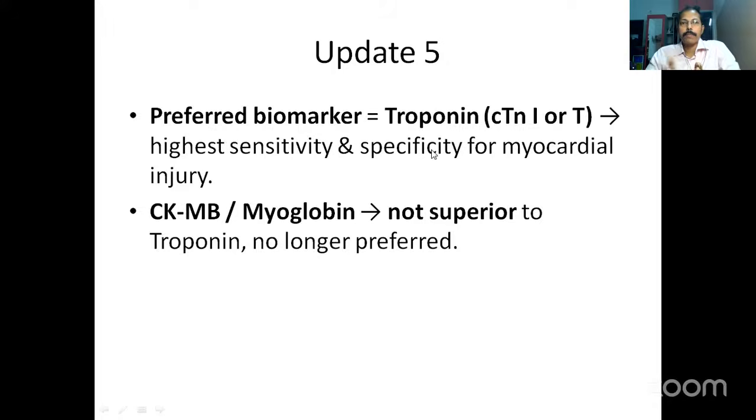And coming to update 5. As you all know, troponin plays a major role as the biochemical marker in identifying myocardial infarction. This new edition clearly gives troponin as the preferred biochemical biomarker for identification of MI, because it has high sensitivity and specificity for MI. CKMB is important and myoglobin is also important, but these have been shown to be not superior to troponins, and these two are not recommended nowadays.